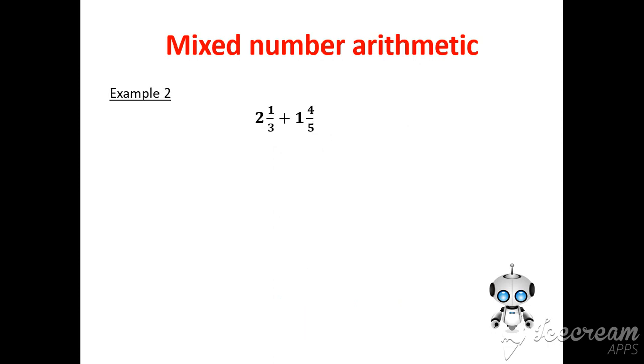All right, here's our second of two examples. We're going to take 2 1/3 plus 1 4/5. So we're going to add these two mixed numbers.